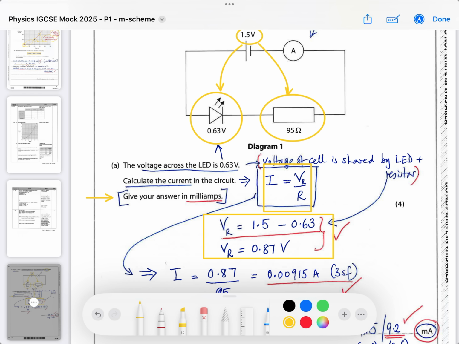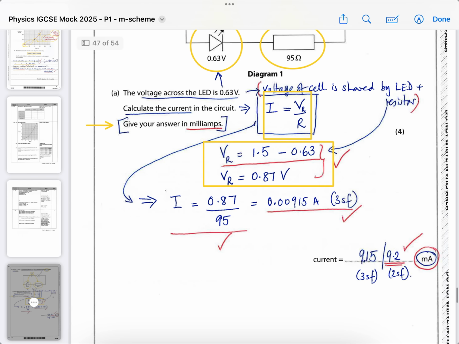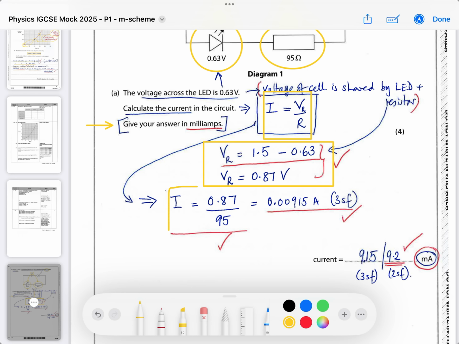So first of all, you've got to work out that the voltage left for the fixed resistor is 0.87 volts. If you take away 0.63, which the light emitting diode is using, there'll be 0.87 of the 1.5 volts left for the resistor, and therefore we know the voltage and we know the resistance. We can then use the current as the subject of the equation. Yes, we can see the arrow where it comes from, and you work out that the current is 0.00915 amps to 3 significant figures.